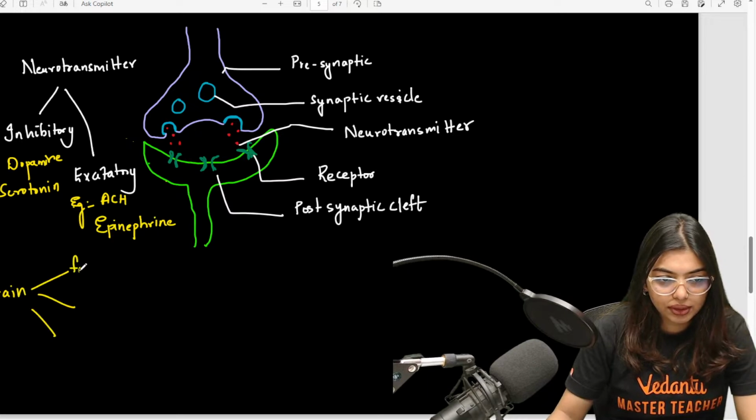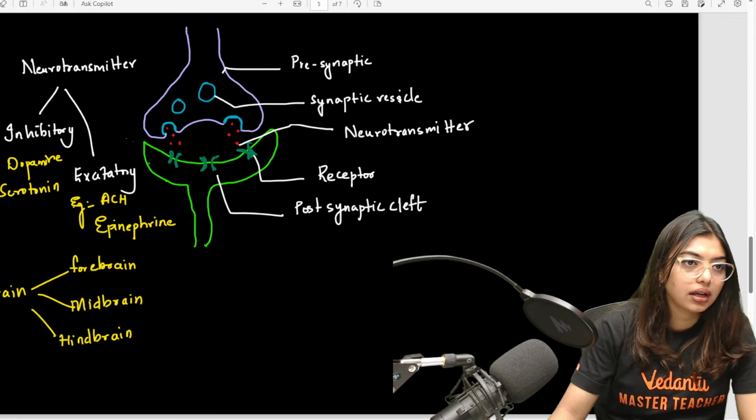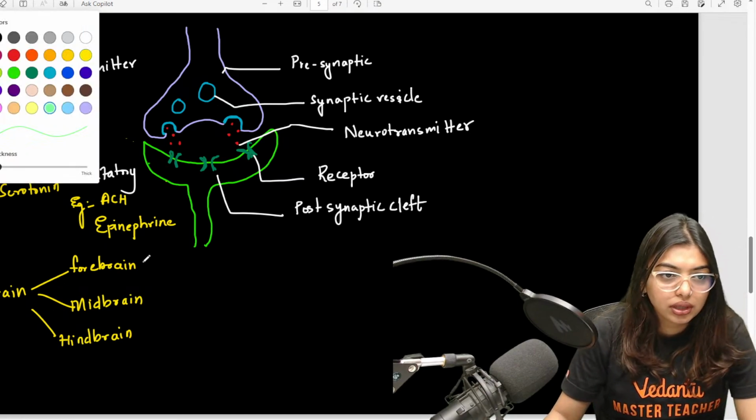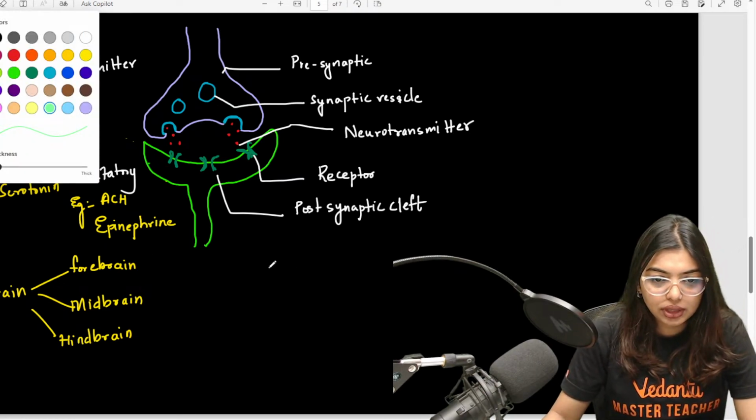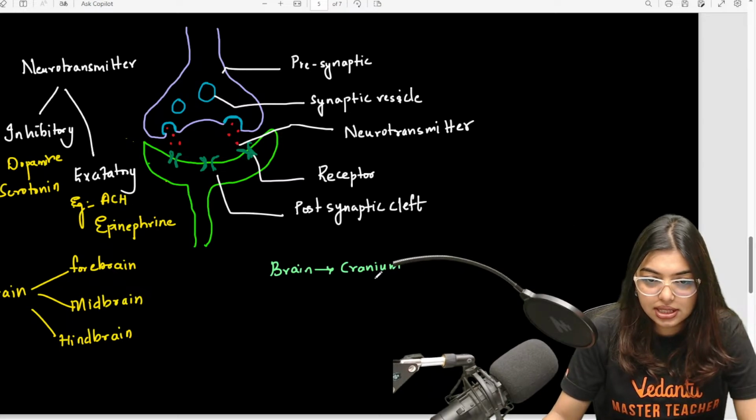Brain has 3 portions: forebrain, midbrain, and hindbrain. Yes or no? Hindbrain. Correct? Okay. Now, forebrain, we didn't come to that. Now, let's say brain has a covering. That is called the cranium, that is the skull. Okay, they have meninges.